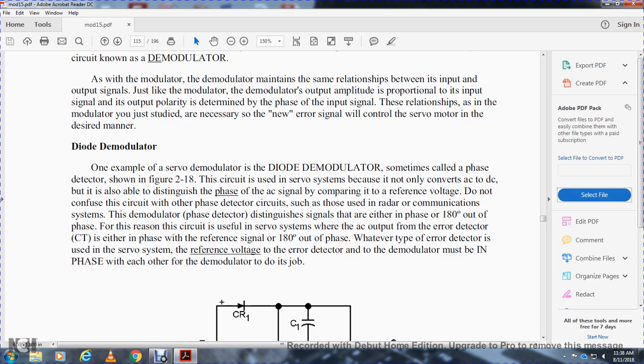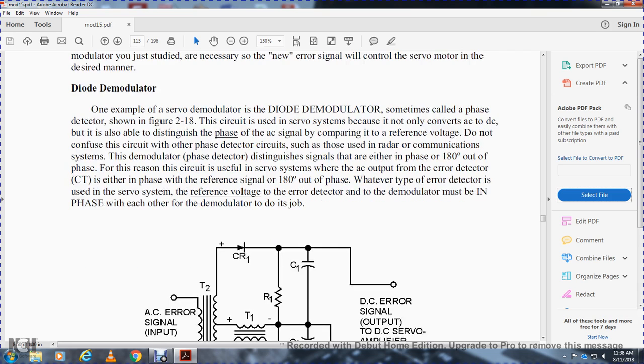For this reason, the circuit is used in the servo system with the AC output of the error detector, the control transformer, which is either in phase with the reference signal or 180 degrees out of phase. The reference voltage is applied to the error detector and the demodulator, enabling each of them to do its job.